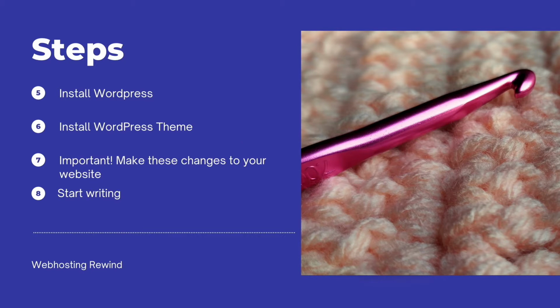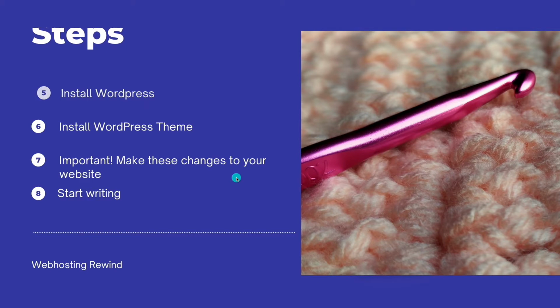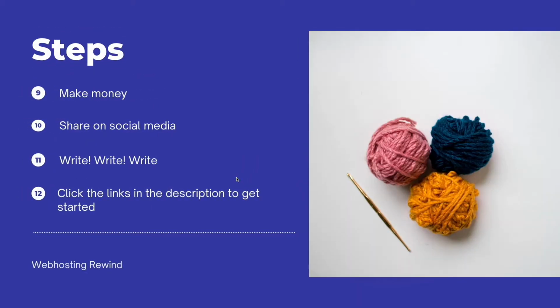After that, we are going to talk about installing WordPress, how to install a WordPress theme, and the important changes that you absolutely need to make so that your website can start getting views, subscribers, visitors, and you can start making money. And then after that, I'm going to show you step by step how to write. And after that, we're going to talk about how to make money, why you need to share your content on social media in the very beginning, and about how many blog posts you need to write before you can determine if your website's a success or failure.